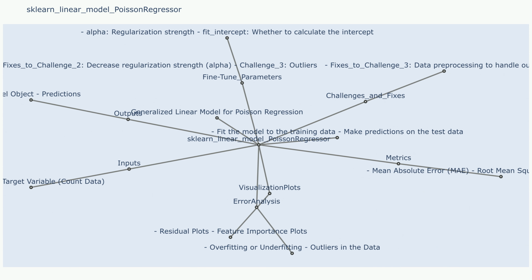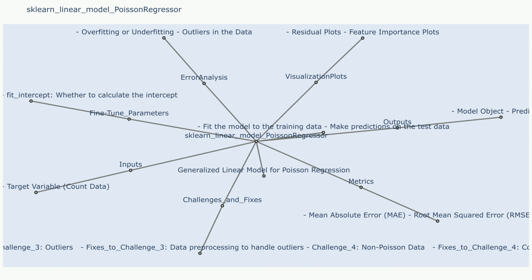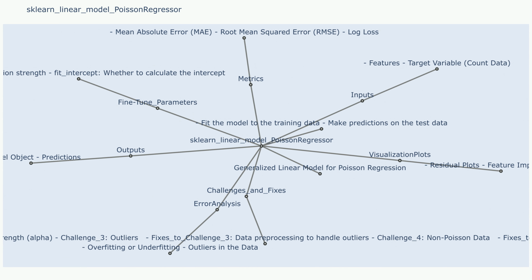Challenge 2: zero inflation. The number of zero values in the target variable is significantly higher than expected under the Poisson distribution. Sample use case: count data where a large proportion of samples have zero counts.